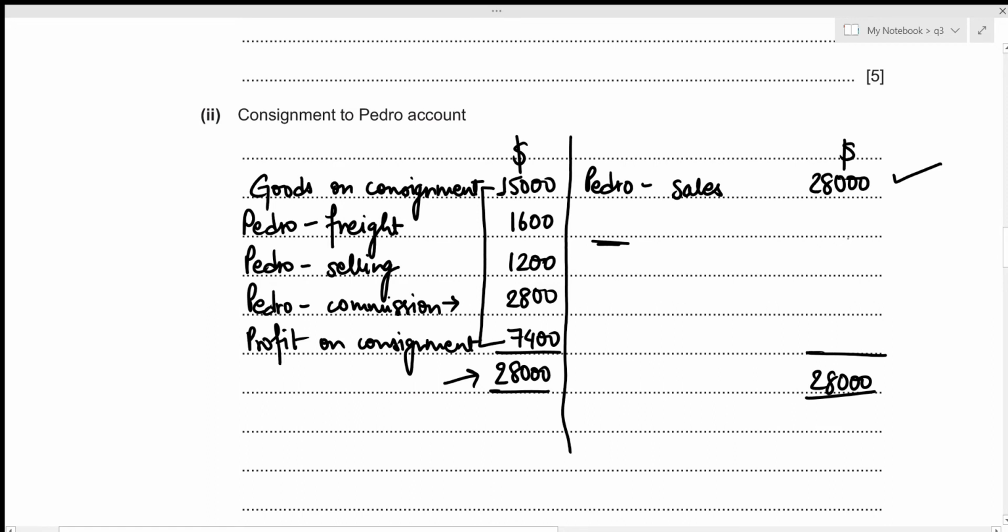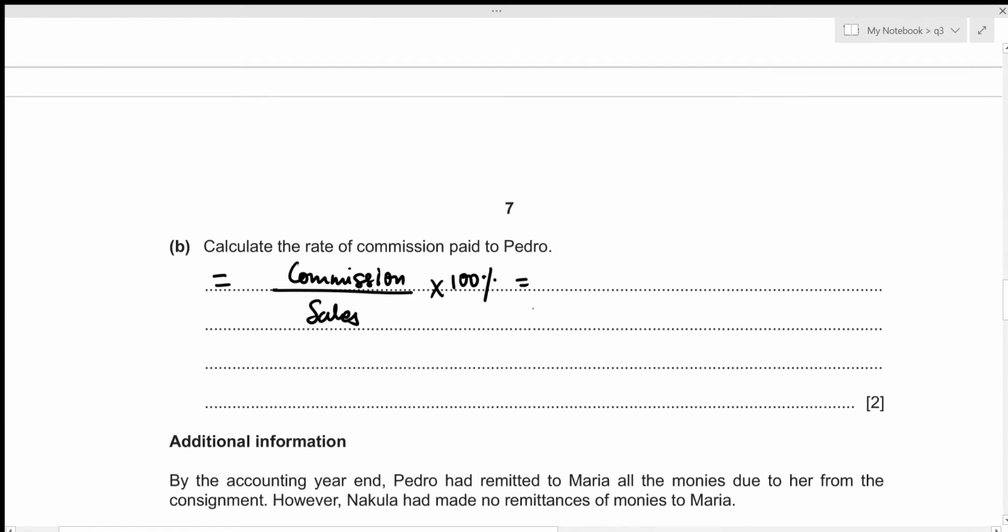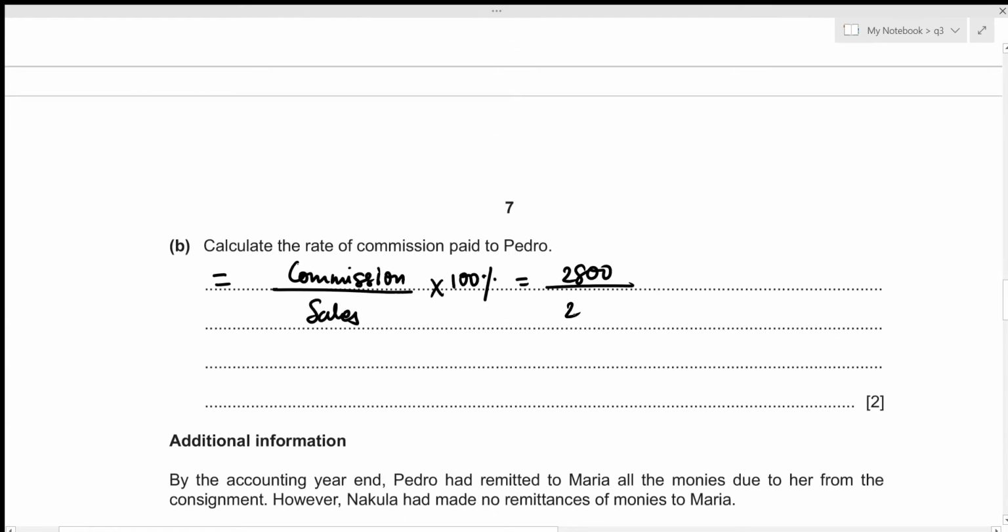We can see that the sales amounted to 28,000, whereas the commission amounted to 2,800. So let's substitute these two values into our formula. The commission was 2,800 and the sales was 28,000 times 100%. So this gives the rate of commission paid to Pedro to be 2,800 divided by 28,000 times 100%, which results in the value of 10%. Alright, this concludes the second part of this question. Now we can move towards the third one.